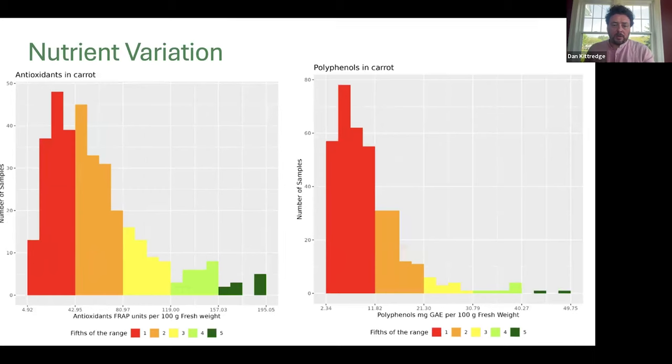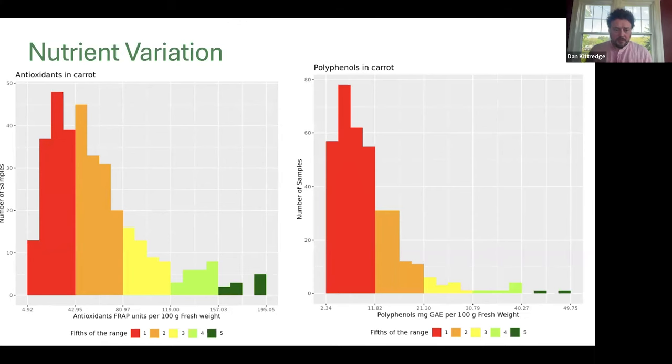Okay, so here on the left with antioxidants, you can see that the lowest is 4.92 and the highest is 195. If you do the math, that's a 40x variation. The carrot on the right has 40 times as many antioxidants as the carrot on the left. Antioxidants are anti-cancer, anti-diabetes, the things in food that are really good at causing chronic diseases either not to happen or to be reversed. So this is much more complex nutrients than individual elements.